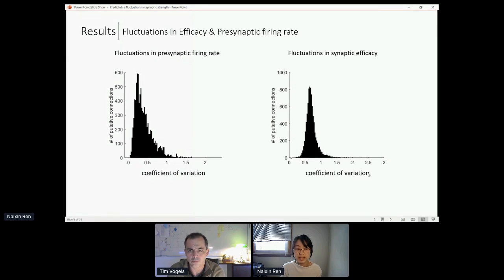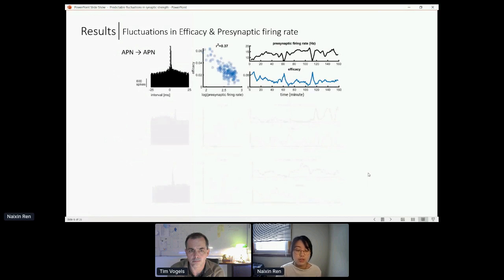From the data set, we discovered 3 different kinds of relationship between the fluctuations. The first one is more like a depression kind of relationship. Here the blue scatter plot is between efficacy and the log of the presynaptic firing rate. We can see that the efficacy decreases as the log firing rate increases. So this is a depression kind of relationship. And this R square, this R is from Spearman correlation.